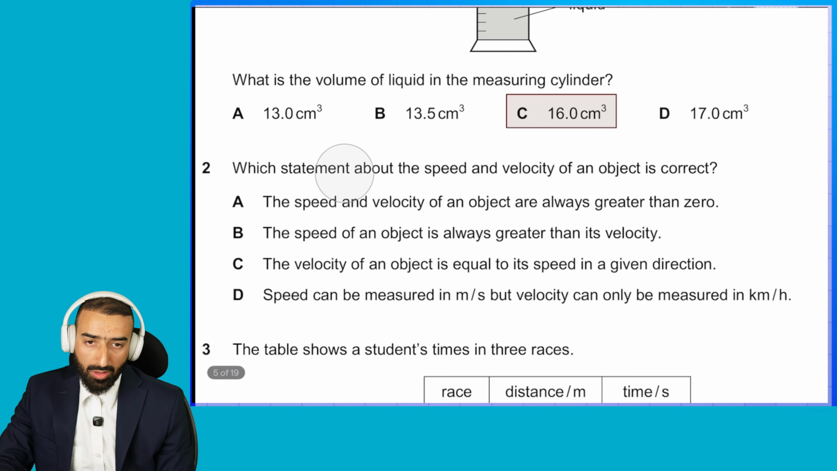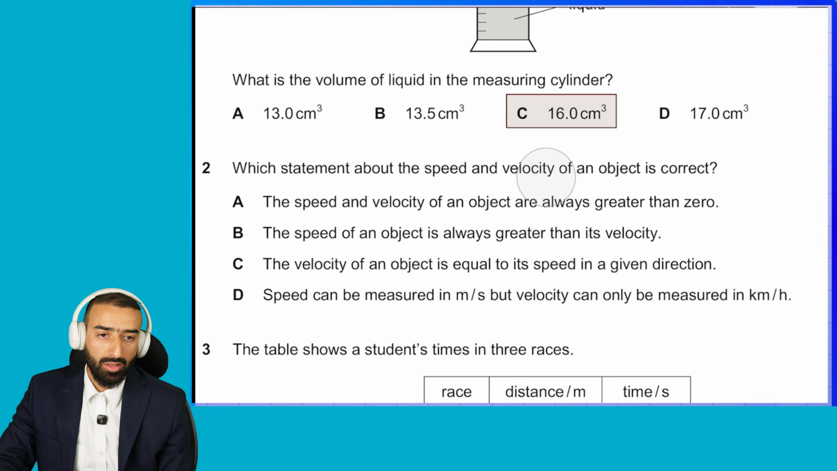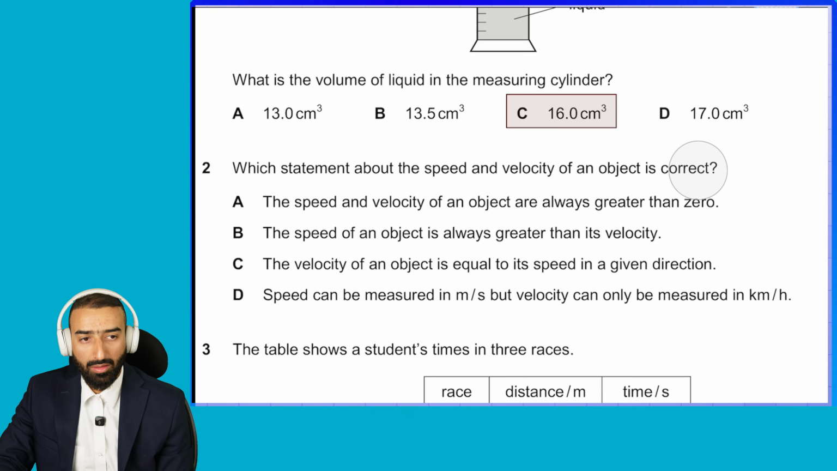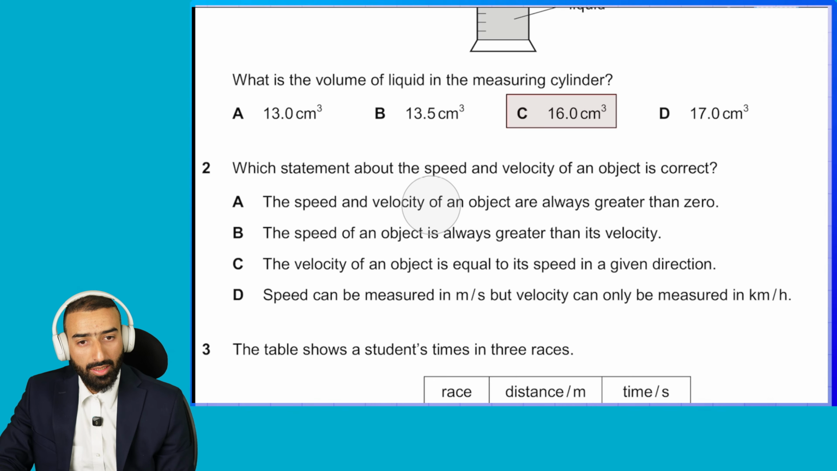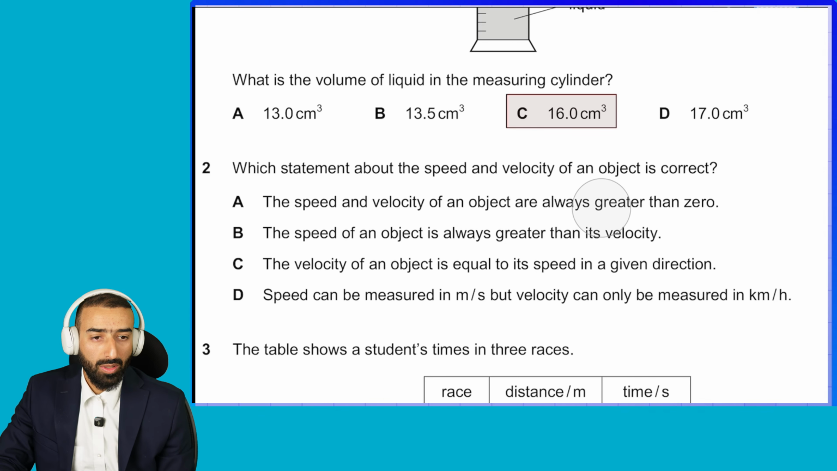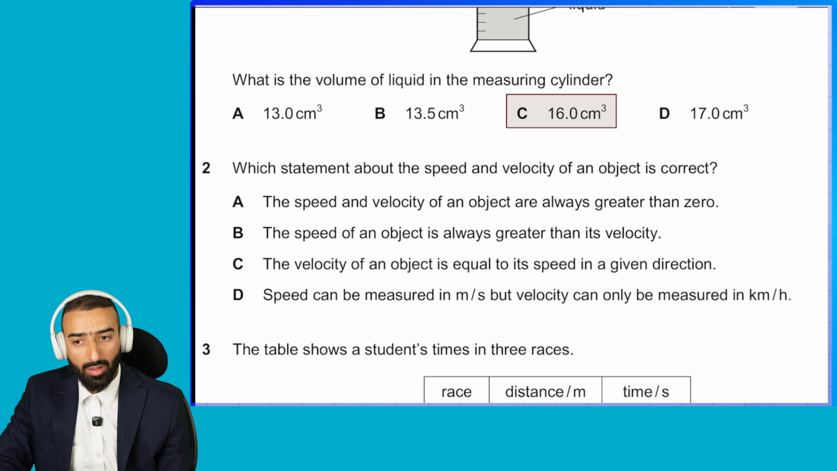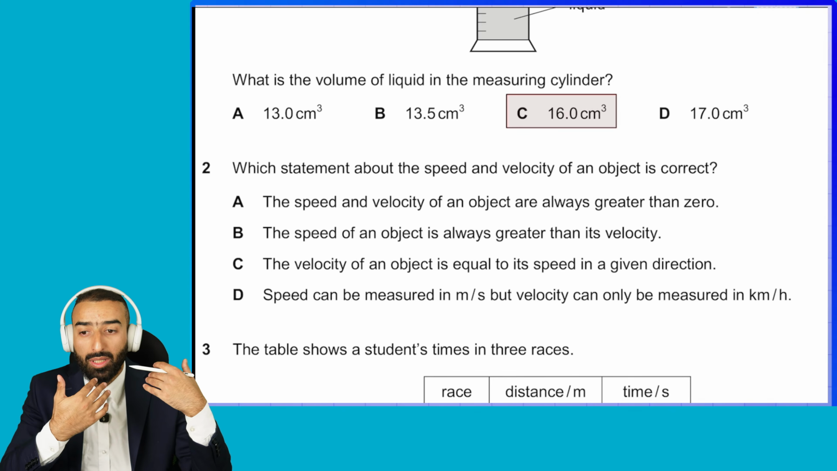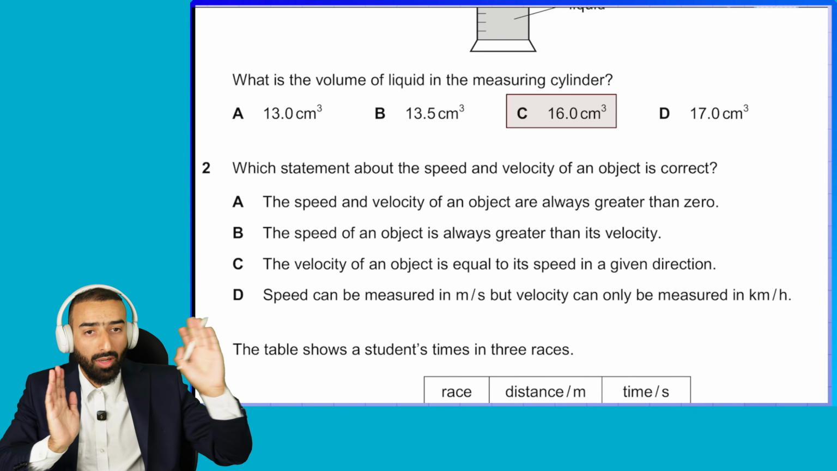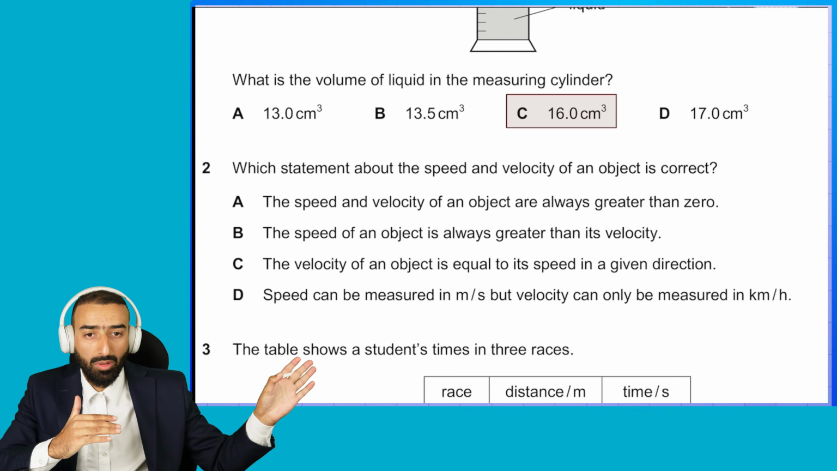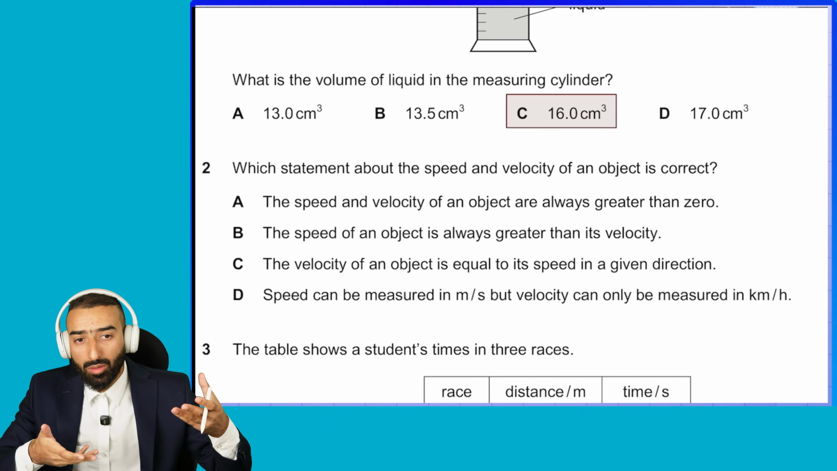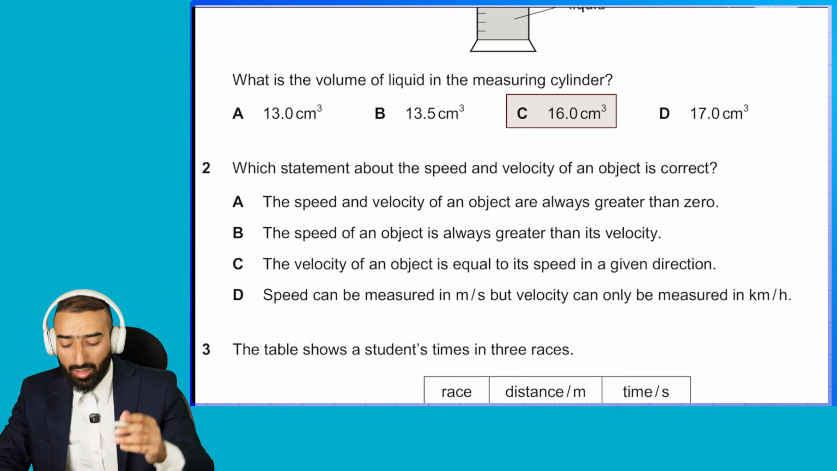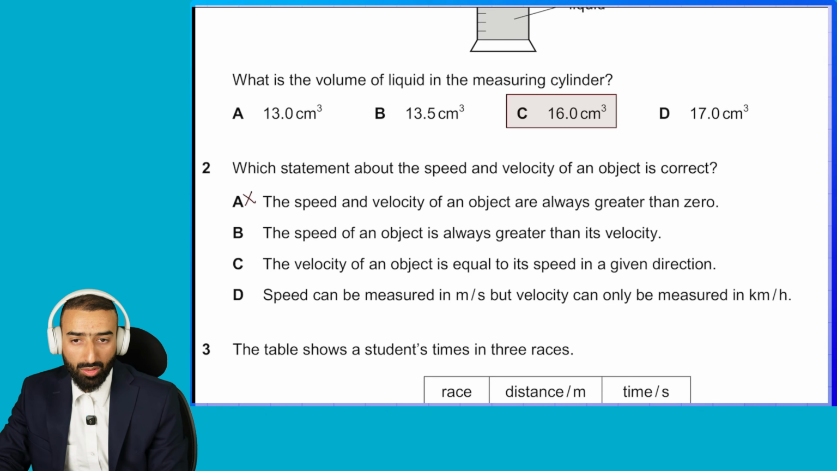Which statement about the speed and velocity of an object is correct? Option A, the speed and velocity of an object are always greater than 0. Now that is not true. The velocity of an object can be negative. If we choose the right side to be the positive direction of velocity and an object moves leftwards, its velocity would be negative, and that's less than 0. So option A is not true.